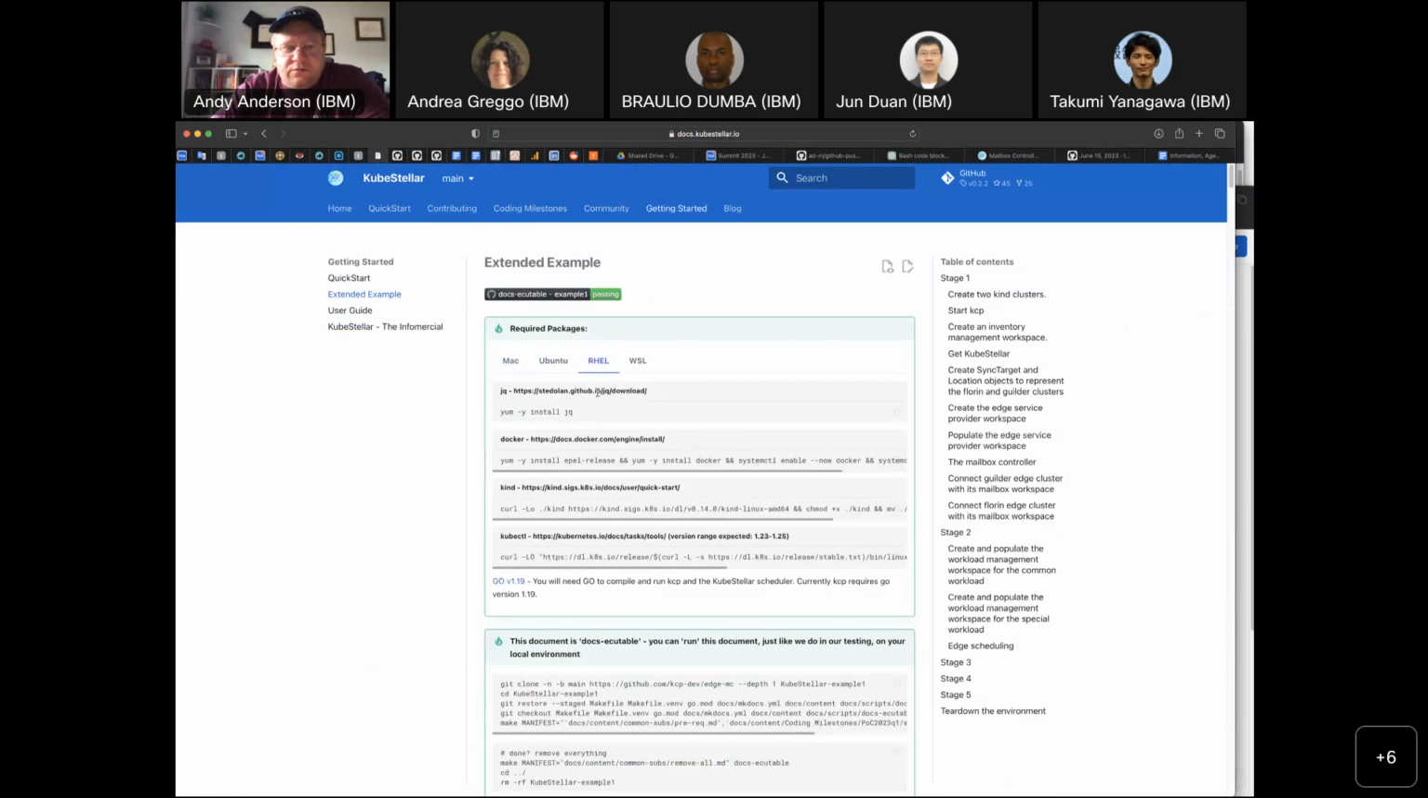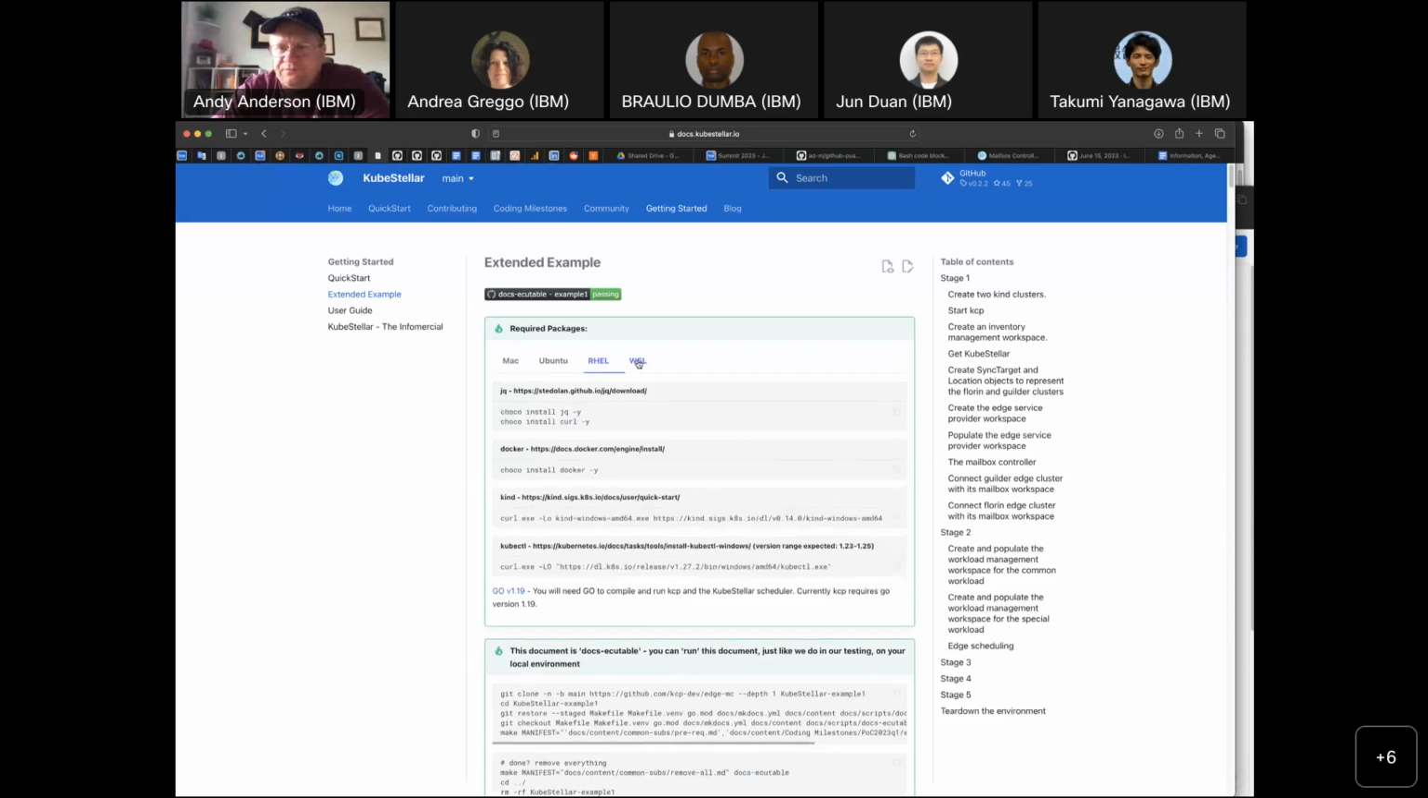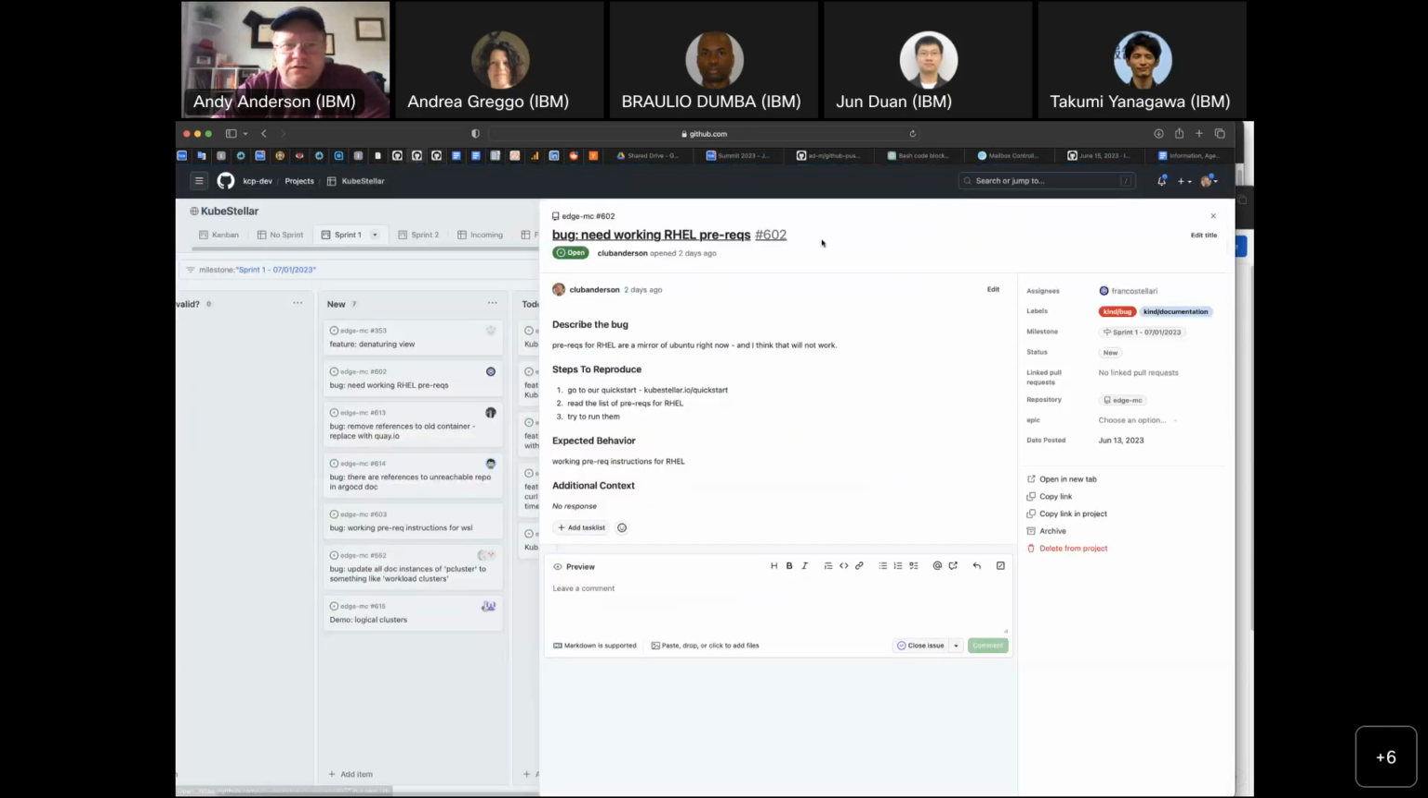RHEL, I don't know if there's been any work done on that yet, but there's some exemplar instructions here that might need to be modified and just checked out in general. We also have WSL, so this specific set of instructions is referenced here. The RHEL requirements. Franco, you're assigned to this one. Is everything clear on this? Can I move it out of new and into to do? I haven't checked the RHEL one, but the Ubuntu seems to be working. I tested it out. Okay. So when I move it from new to do, that just means you're now aware of the issue. Is that okay if I move it over?